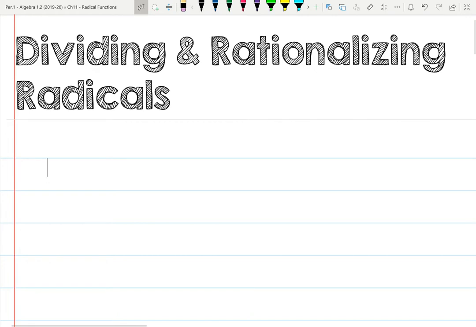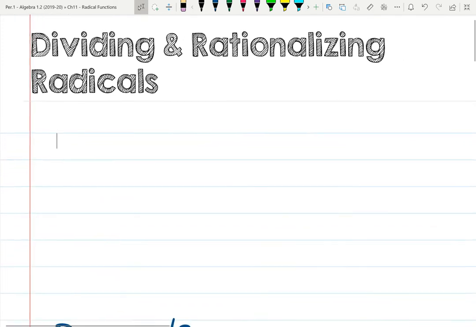So far, if you remember, we've learned to simplify, add and subtract, and multiply radicals. So now we're down to our last operation, which would be to divide radicals. And we're also going to be talking about something called rationalizing them. And we'll get more into what that means when we get to it, okay? So here we go, dividing radicals.